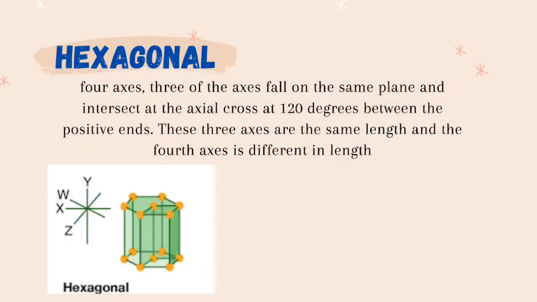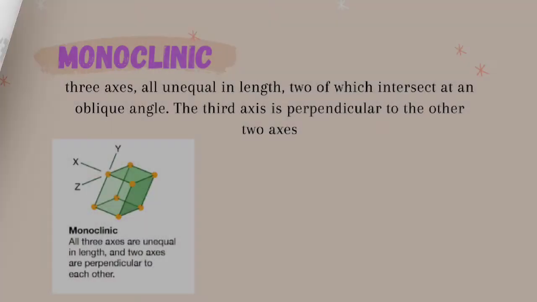Hexagonal system. In this crystal system, there are 4 axes. 3 of the axes fall on the same plane and intersect at the axial cross at 120 degrees between the positive ends. These 3 axes are the same length, and the 4th axis is different in length. It is based on a hexagonal or 6-sided inner structure.